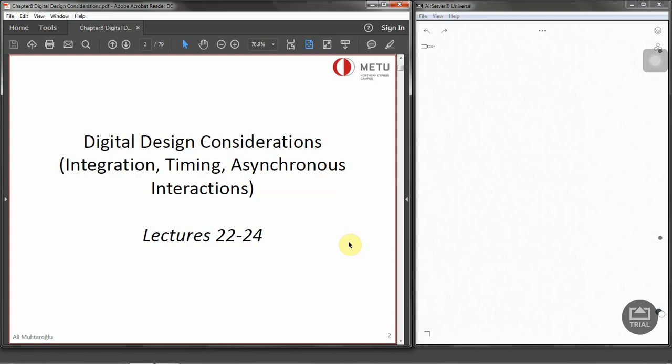Hello everyone. In today's lecture, I'm going to talk about digital design considerations: the integration, the timing, and asynchronous interactions. Before we get into the details, at the beginning of this course, the first 3 chapters showed us the foundation of logic design. Binary numbers, arithmetic operations with binary numbers, conversion of binary numbers, and Boolean expressions for simplifications, sum of products, product of sums, canonical standard forms, Karnaugh map simplifications, minterms, maxterms, and so on.